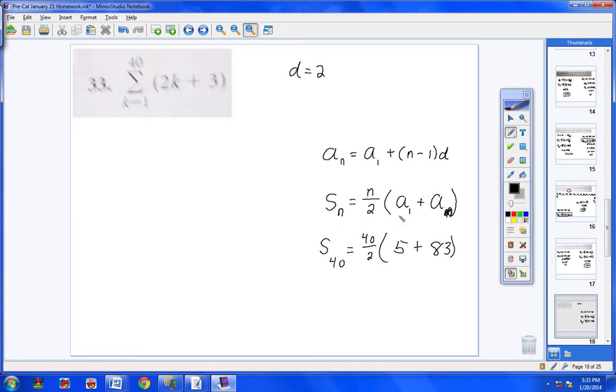How did I get that? Well, I put a 40 in for n. 2 times 40 is 80 plus 3 is 83. And now I have 20 times 88, which will give you 1,760. So you found the sum of the first 40 terms.